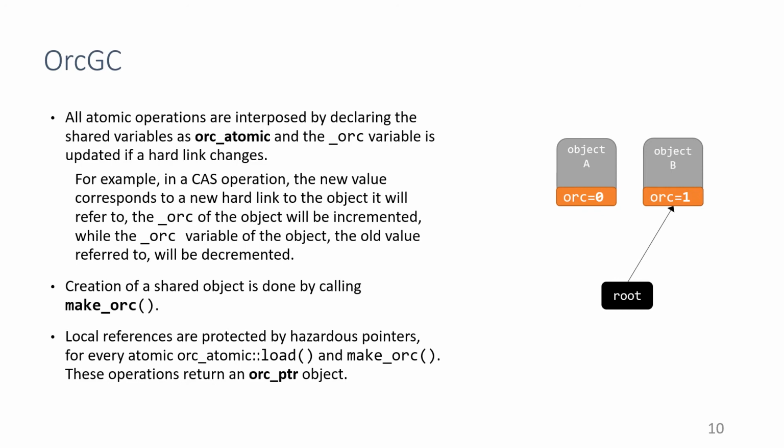Every time an atomic load or make_arc is called, the local reference it returns is automatically protected by a hazardous pointer. These operations will return an OrcPtr object that will include the local reference and the index where the hazardous pointer of this reference is kept.